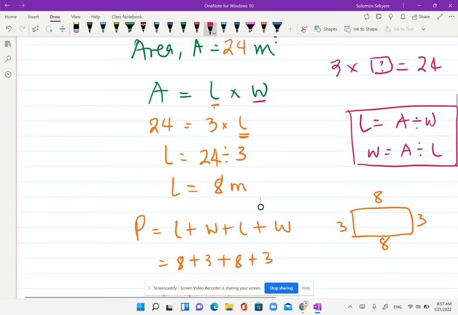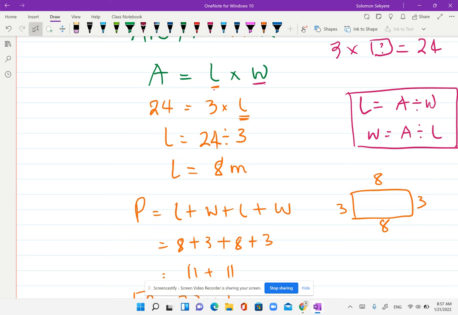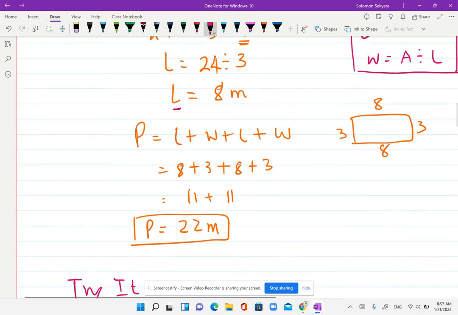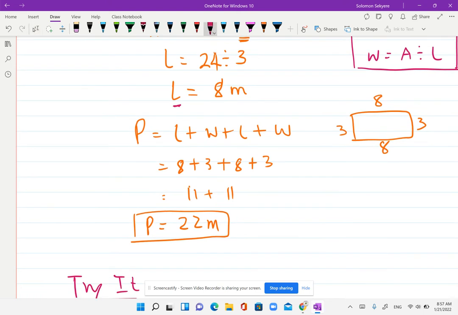You divide. So when you have one side and you're given the area and you don't know the other side, you're going to divide. Here I know the width, I don't know the length, so I divide. When I divide, voila, I have the length. Now that I have the length and the width that I was given, I can find the perimeter. I just add all the numbers up and the perimeter is 22 meters.